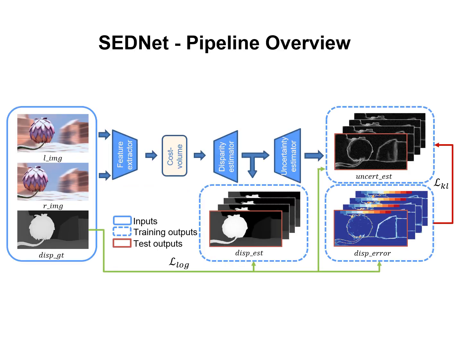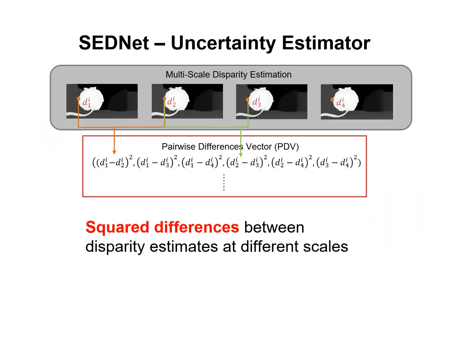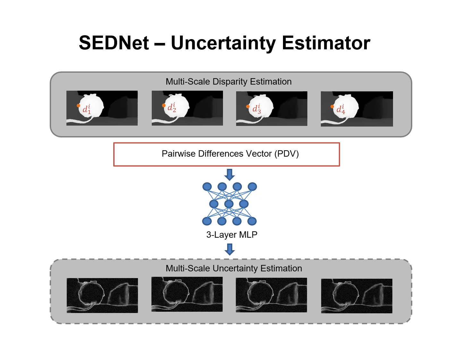Here is the overview of our proposed SEDNet. We use GwcNet as our stereo matching backbone and it interfaces with the novel uncertainty estimation subnetwork. During training, we output disparity and uncertainty maps and also compute the error maps at multiple resolutions. While in testing, we only keep the highest resolution. For each pixel, we compute the square differences between disparity estimates at different scales to form the corresponding pairwise difference vector. Our uncertainty estimator is a 3-layer MLP that takes the PDVs as inputs and predicts the multi-scale uncertainty maps.